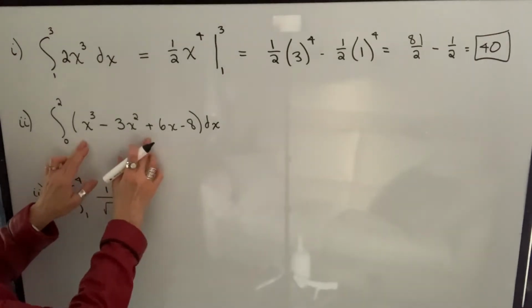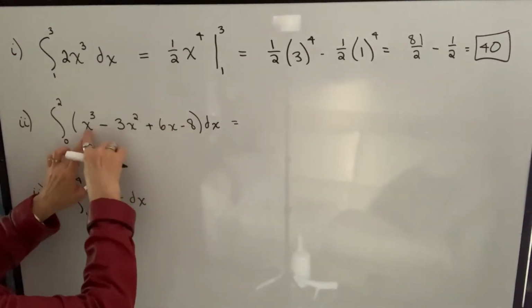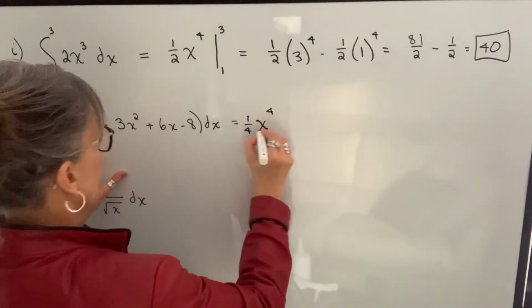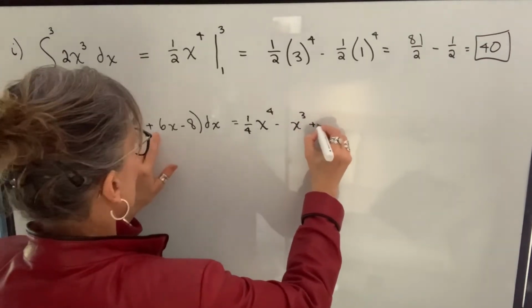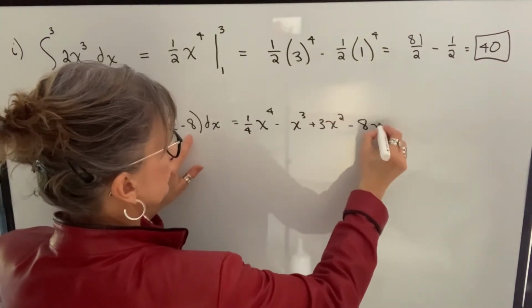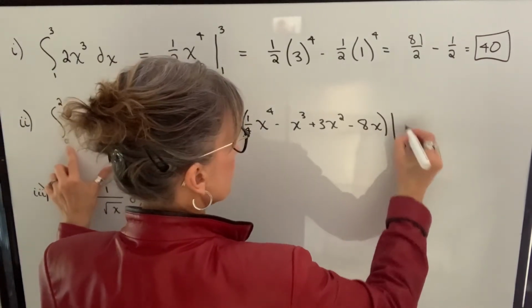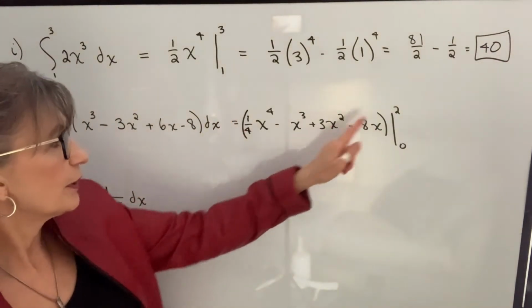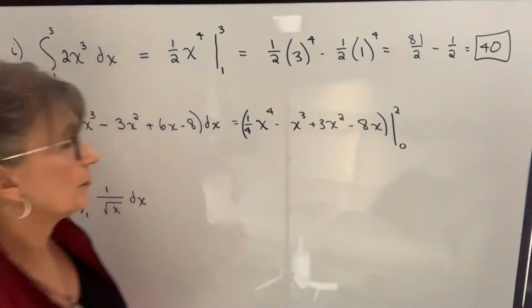You might have a polynomial. So we integrate each term the way we have done previously. So this will be x to the 4th, 1 divided by 4, minus, this will be x cubed, 3 divided by 3 is 1, plus x squared, 6 divided by 2 is 3, minus 8x. Put brackets before you put your line. We're evaluating at 2, and we're evaluating at 0, and we're going to subtract. The other option is you could use square brackets and then put your two numbers at the top and the bottom of your square bracket.